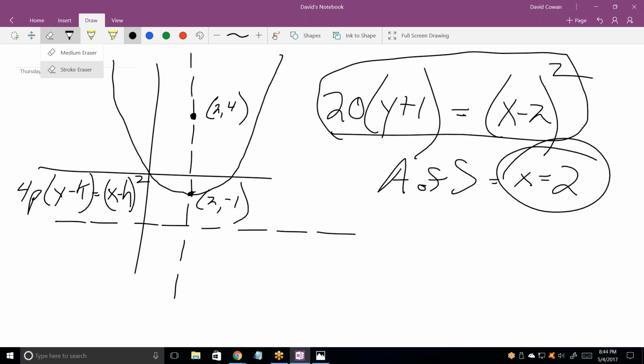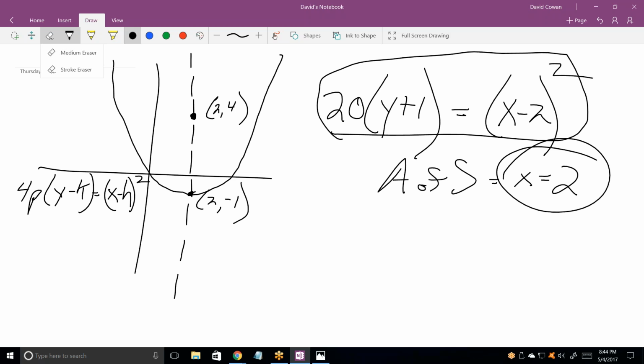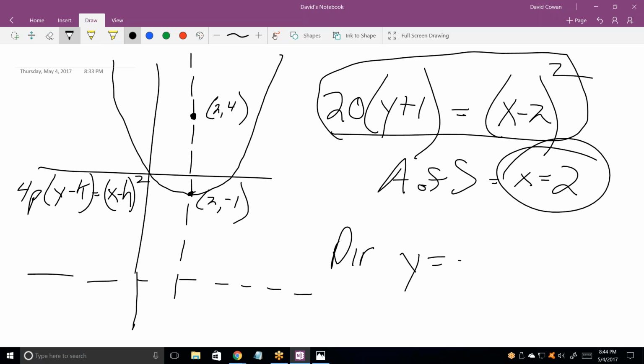Let me draw it a little bit more accurately. That's not a very good one. Oh, so it's 5 away. Yes. So what is the line that is the directrix? It would be y equals -6. You got it. That's the directrix.